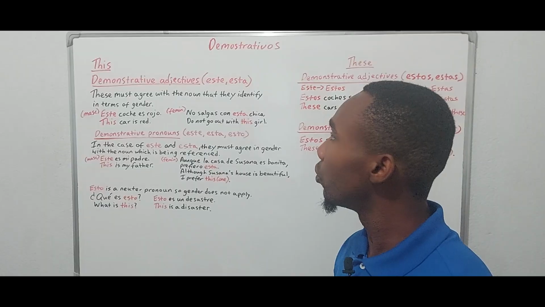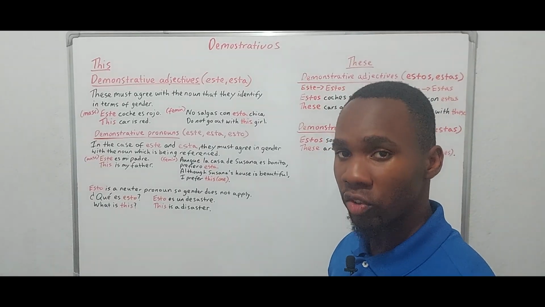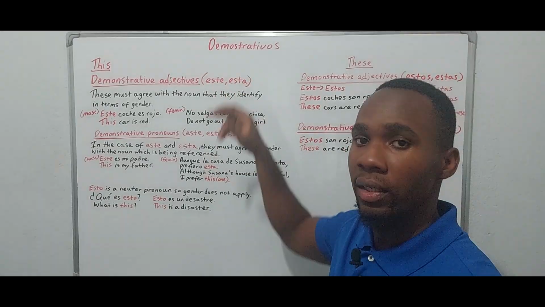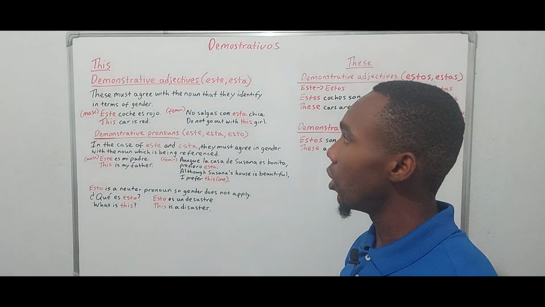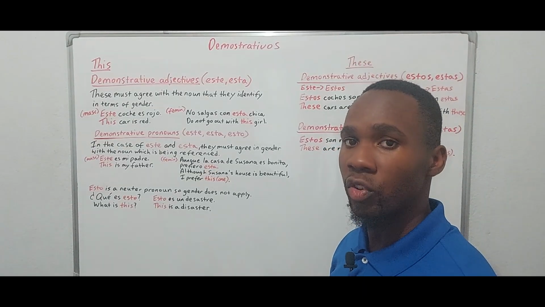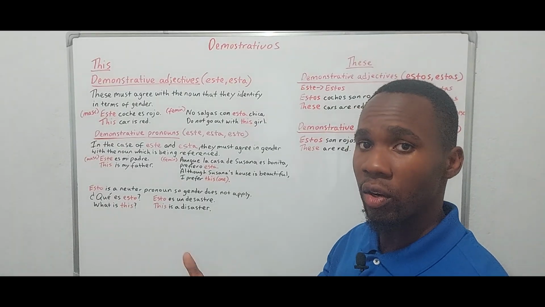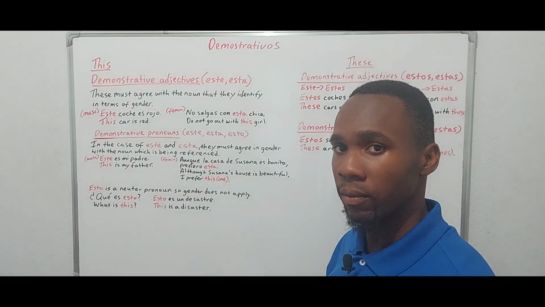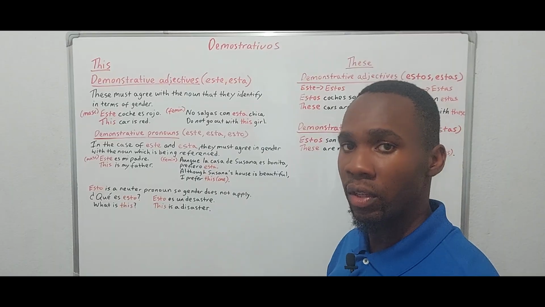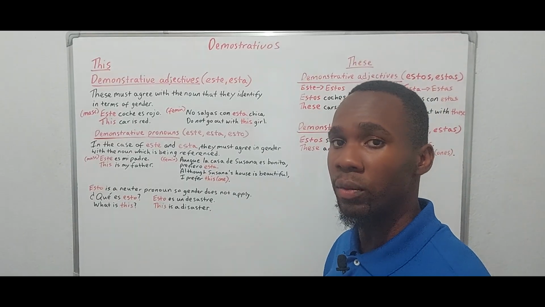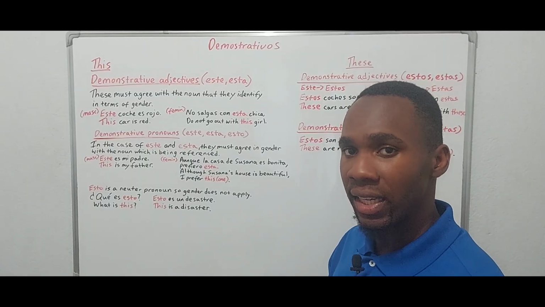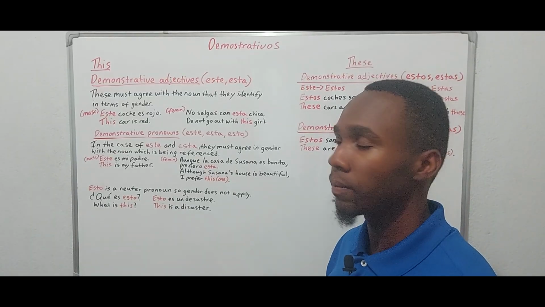So today we are going to review demonstratives in Spanish. And as you see, the word for demonstratives would be demostrativos. Now, what are demonstratives? Demonstratives refer to words that are used to identify a noun in terms of its distance from the speaker. In English, demonstratives would be this and that, and the plural counterparts would be these and those respectively.